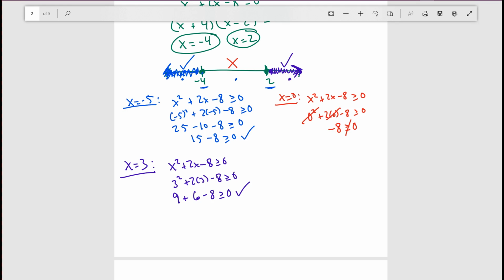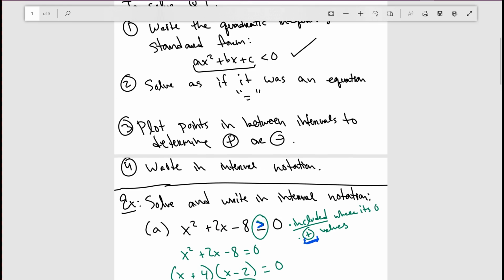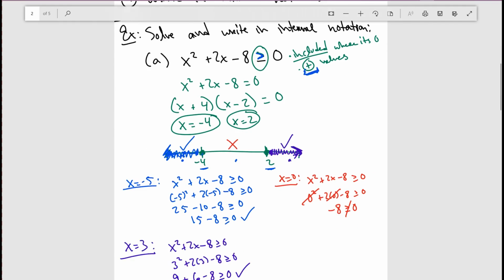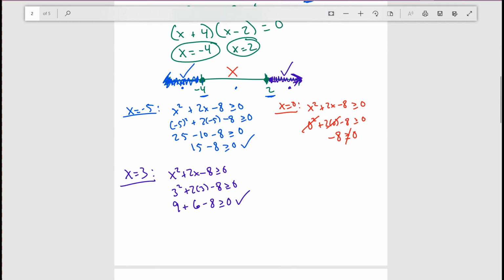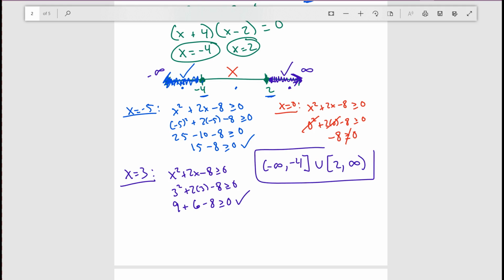Okay? So now that I've plugged in points in between the intervals to determine positive or negatives, all I've got to do is shade where everything was good. So from negative infinity all the way to negative 4, negative 4 included, union, nothing in between, 2 all the way to infinity. So this is my answer. Here's my solution to this quadratic inequality. Okay, a little bit of a lengthy process, but still you are able to do it. All right, so now let's try this other problem.